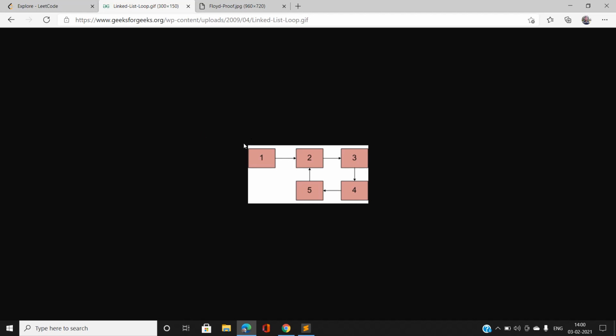And whenever we encounter, suppose here is the cycle, as you can see, 3, 4, 5, again 2. Now whenever we encounter a node whose address is already present in the hash map, then we can claim that we have found a linked list cycle, that is, we have found a cycle here.